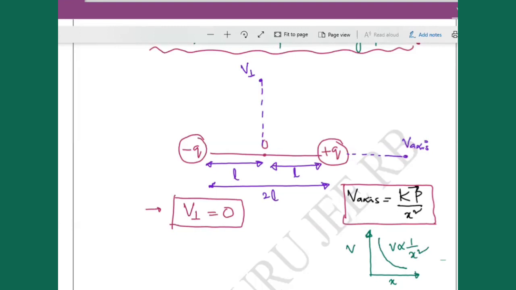Now if I want it at an arbitrary point, we can say it in polar coordinates. Already we discussed this plane is nothing but an equipotential surface. Now let me take a particular point M, which is making an angle theta, right? At any point.